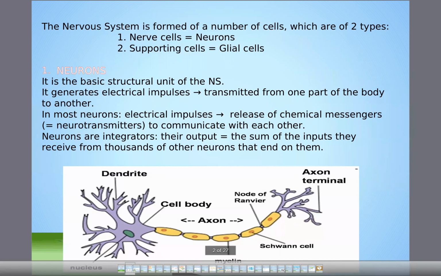The nervous system is formed by a number of cells which are of two types: either nerve cells, which are called neurons, or supporting cells, which are called glial cells. First of all is the neuron. It is the basic structural unit of the nervous system. It generates electrical impulses transmitted from one part of the body to the other part. In most neurons, electrical impulses release chemical messengers, which are called neurotransmitters, to communicate with each other.